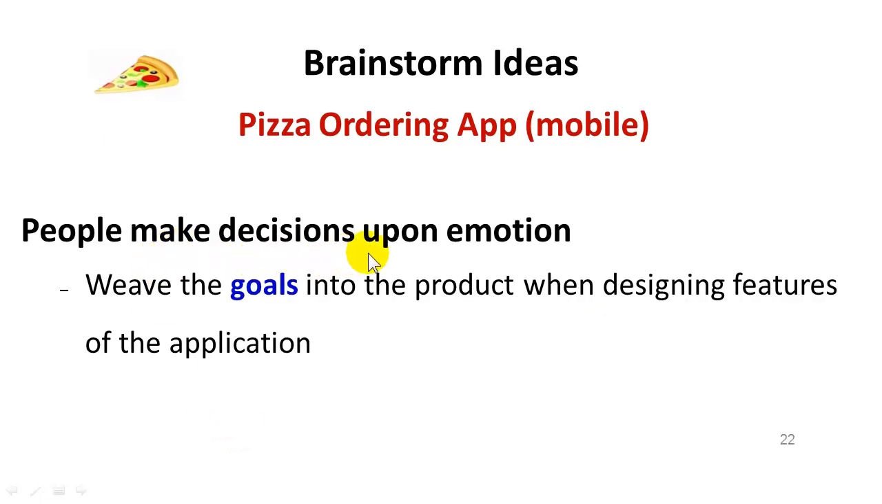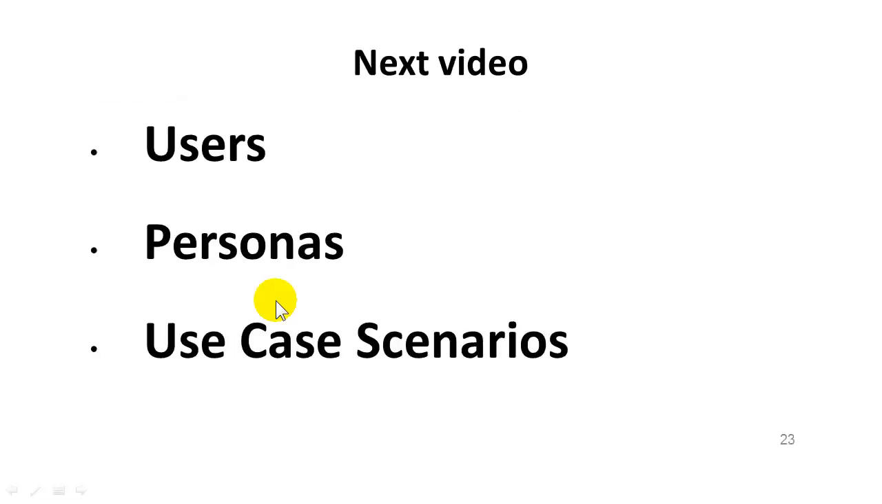People make decisions upon emotion. Very, very true. So here again, getting the goals, weaving the goals into the product and designing the features so that we are focusing on the user when they make decisions. In our next feature, we're going to look at how we identify the users, how we create personas, and do use case scenarios.